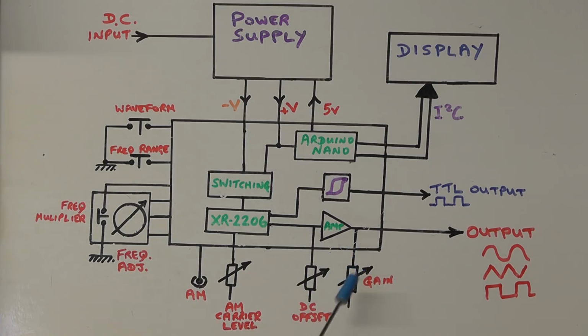There's a TTL output there, and the normal output will have some amplification with an op amp, of which we can control both the gain and the DC offset. I'm going to try DC offset. I'm just not sure how effective that's going to be. We'll have a go at trying to add some DC offset to our output waveform.